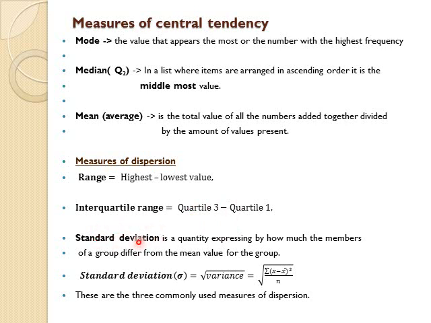Very important concept, standard deviation. It's a quantity expressing by how much the members of a group differ from the mean value of the group. So there's my symbol for standard deviation. That's the square root of variance, or the square root of the sum of x minus the mean squared, divided by n. These are my three commonly used measures of dispersion. And without fail, we'll always ask either range or interquartile range, and standard deviation and mean will be tested together, compulsory. Right, so this is just the introduction.